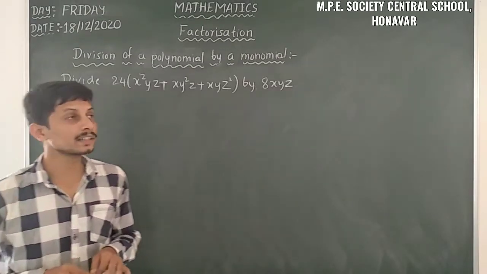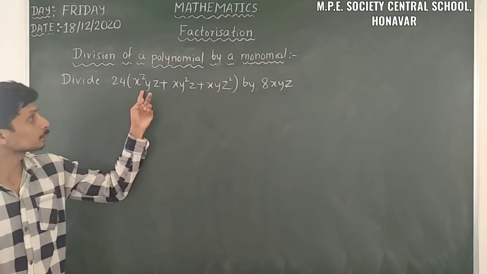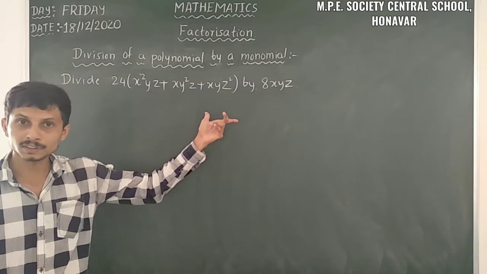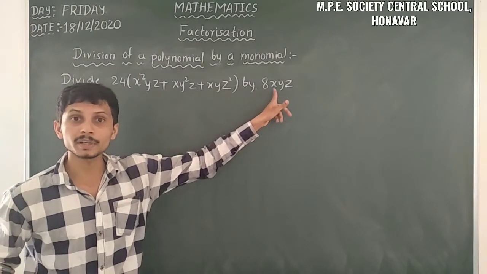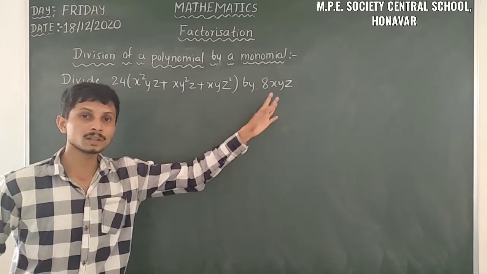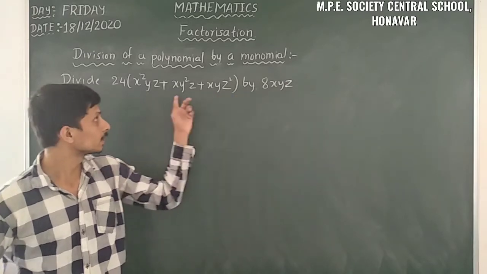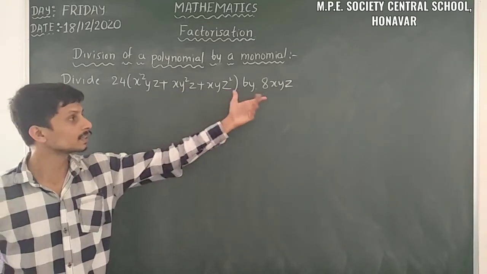Here we have to take the division of a polynomial by a monomial. Here we have the polynomial, that is the addition of 3 different algebraic expressions. And the monomial has only one term, 8xyz. Only one term, with different irreducible factors multiplied together. Whereas in the polynomial we have addition between those terms. So that's why it's a polynomial and it's a monomial.